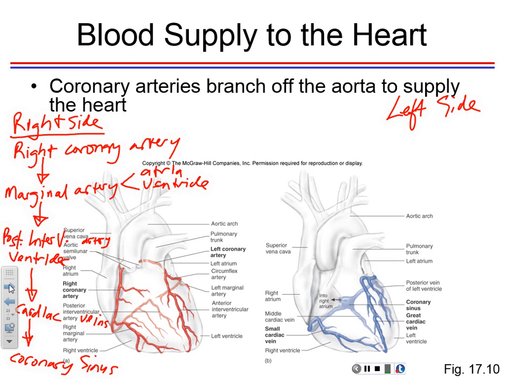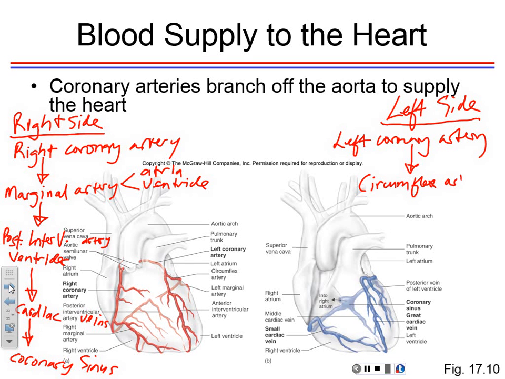okay, so the left side has the left coronary artery, okay, and then it will provide the circumflex artery. And this one will provide the atria and the ventricles. Right? Usually the way I talk about this, circumflex and left flex kind of sound the same. The marginal is on the right side. Okay?